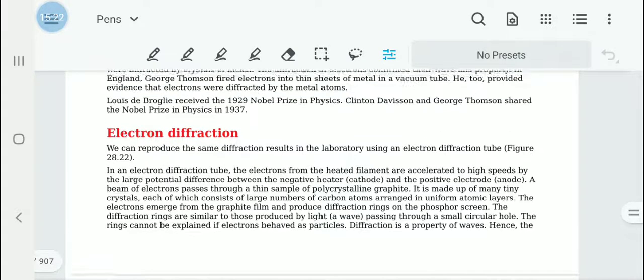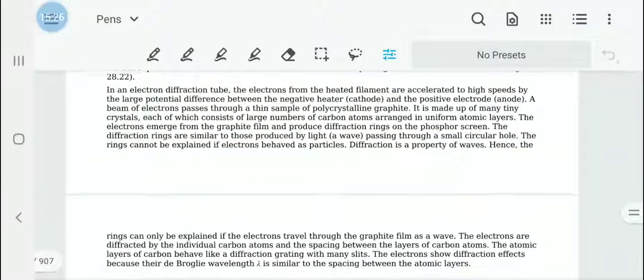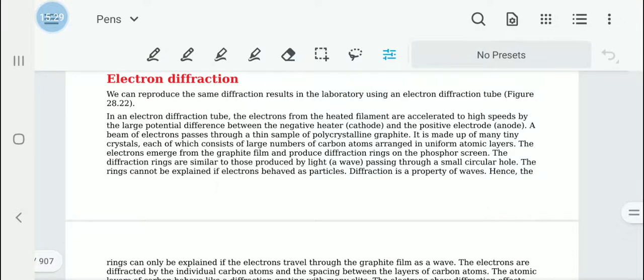Write down electron diffraction. Electrons' wave-like behavior can be observed by using an electron diffraction tube, which is made up of a beam of electrons passing through a sample of thin polycrystalline graphite arranged in uniform atomic layers.